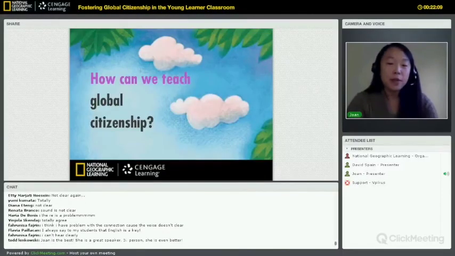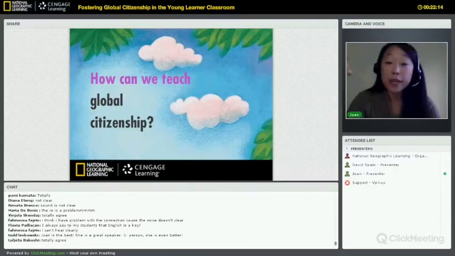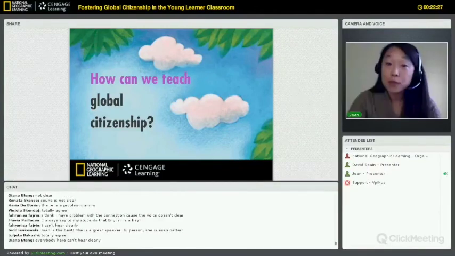The question then: can we teach global citizenship? I think everybody is on board for yes, we need to build global citizenship, develop our students as good global citizens. It's an excellent idea because English is the language for global communication in this sense.